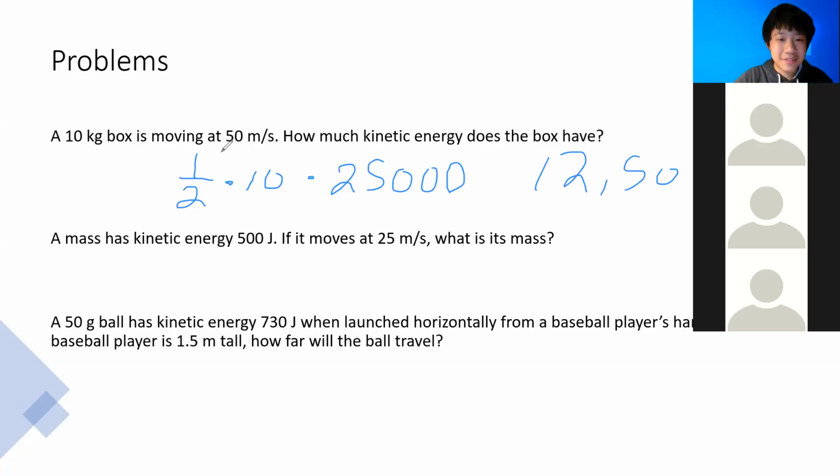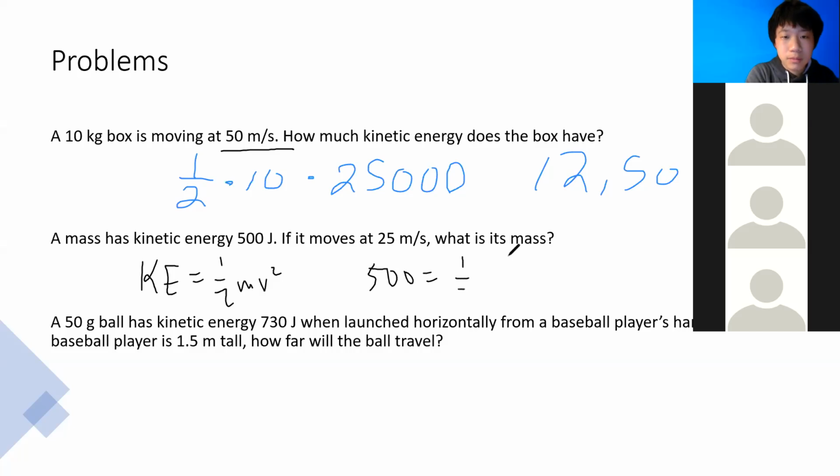So 50 meters a second is actually quite a fast speed, so I might have made a mistake when I wrote that problem. Now for the second one: a mass has kinetic energy 500 joules if it moves at 25 meters a second. What is its mass? Well, we can use this equation again. KE equals 1/2 mv squared. So KE is 500, 1/2 times mass times 25 squared. So mass will be 1.6 kilograms.